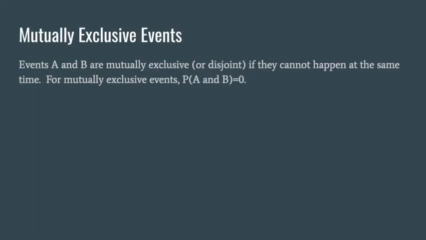All right, so let's talk more about mutually exclusive events. Sometimes, by the way, instead of mutually exclusive, you may hear two events described as being disjoint. Those two terms are interchangeable. Mutually exclusive and disjoint mean the same thing. So if A and B are mutually exclusive, that means they can't happen together. They can't happen at the same time. And so the probability of A and B in this case will be 0.